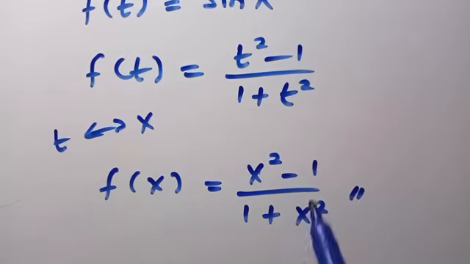So here is a rational function, and the given problem is a trigonometry function, which are two different things. This is how we solve this.